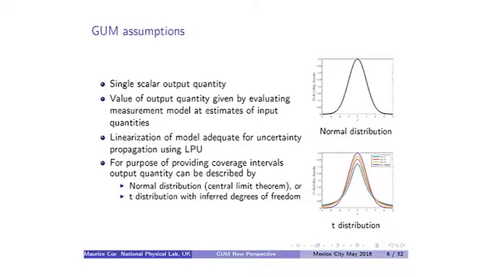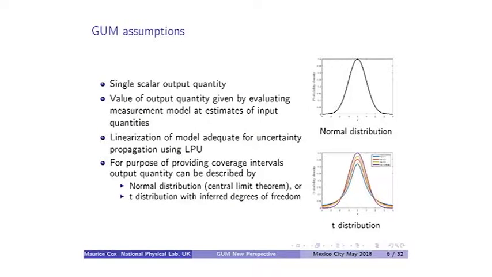It only works with a single scalar output quantity, like E equals mc squared. E is a single quantity. The value of the output quantity is given very simply. It's given by evaluating the measurement model at the estimates of the input quantities. And that's not always the best thing to do.